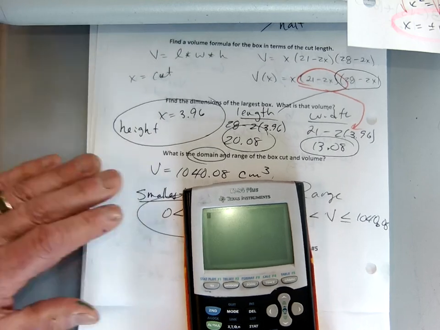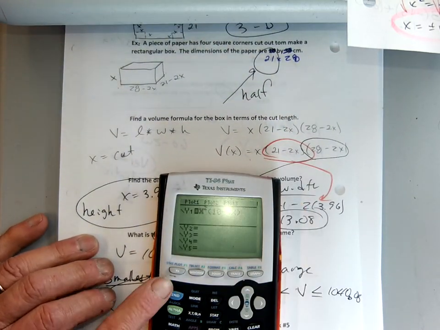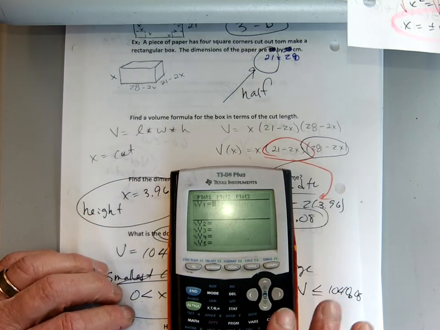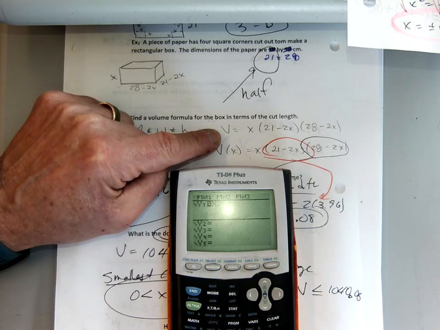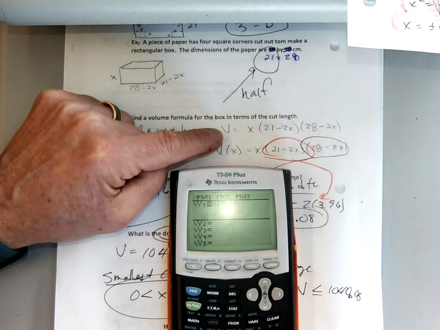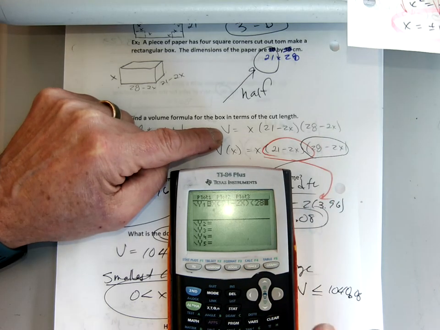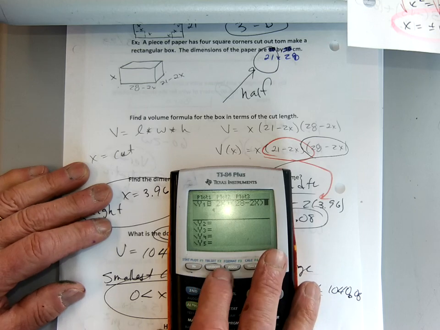So, on the day before, we did the box problem, and the equation we got was y equals. I pushed y equals on my calculator, and then I'm going to clear that out, but I want y equals, and put the equation x, parentheses, 21 minus 2x, parentheses, 28 minus 2x, okay? And then I'm going to put my windows to make how big my graph is.